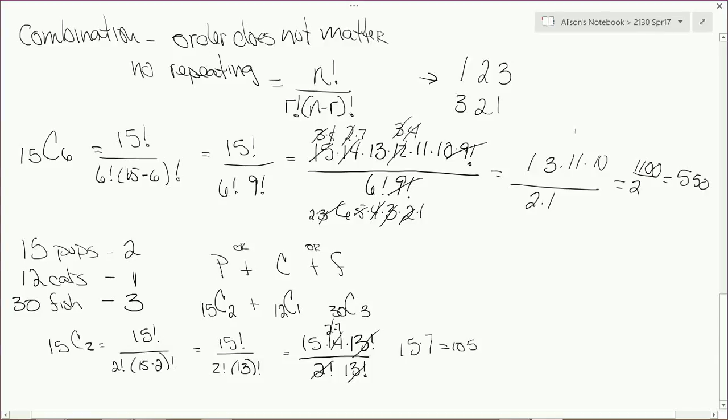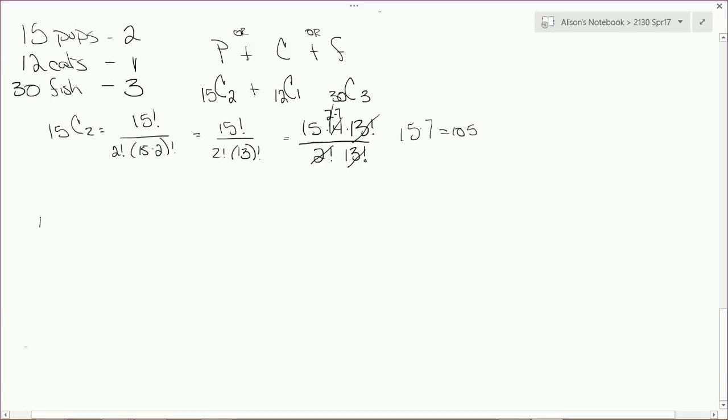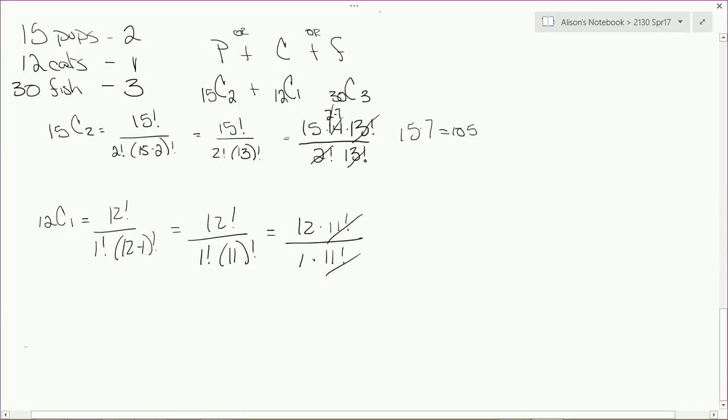Let me move this down a little bit and see if we can figure out our cats and our fish. So for our cats, we have 12 cats, and they're going to choose one of them. This is going to be 12 factorial over 1 factorial, 12 minus 1 factorial. I can simplify this by removing the 11 factorials, and this is going to give me 12. It would make sense that if I'm only going to choose one of the cats, and there are 12 of them, that there are 12 ways that I can do that.